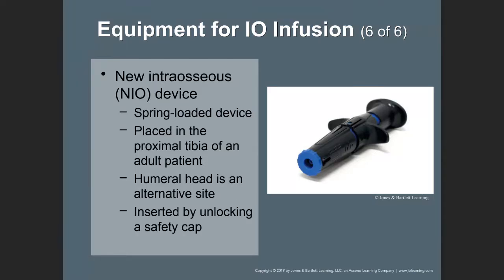The new intraosseous NIO device is a spring-loaded device placed in the proximal tibia of an adult patient. The humeral head is an alternative site, inserted by unlocking a safety cap. So there are numerous IO devices. Whichever one your organization uses, ensure that you are familiar with it and comfortable using it in the field.